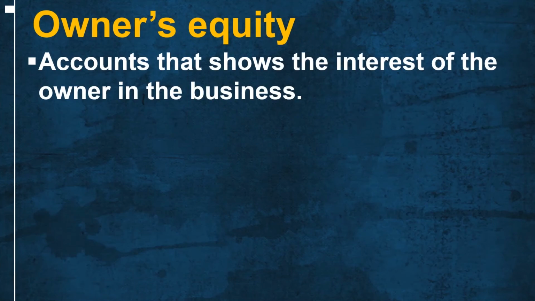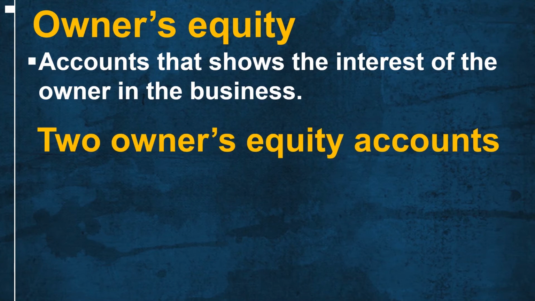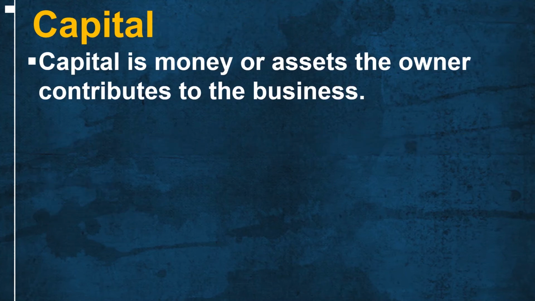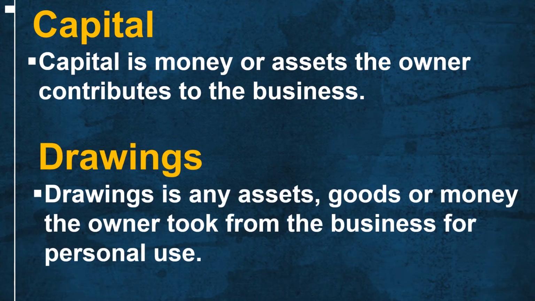Let us look at the definition of owner's equity. When we talk about owner's equity, we refer to the accounts that show the interest of the owner in the business. There are two owner's equities accounts, which are capital and drawings. When we talk about capital, we are referring to the money or asset the owner contributes to the business, while drawings is any assets, goods or money that the owner takes from the business for personal use.